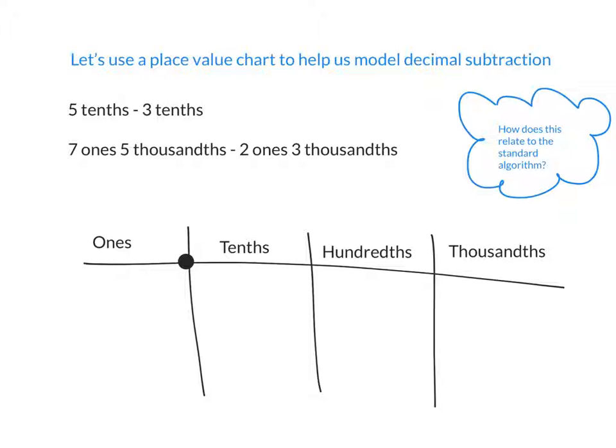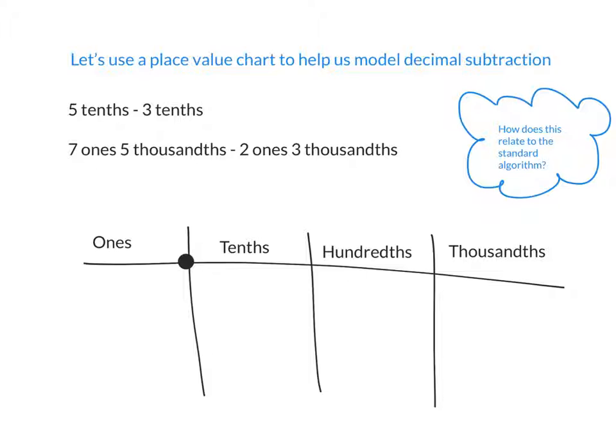So I can use what I know about place value to subtract decimals. Yesterday, we used a place value chart to help us draw little dots and add and combine dots when we added numbers together. Today, we're going to do the same thing. We're going to use a place value chart to help us model, this time, subtraction. Okay, so go ahead and draw yourself a place value chart. Make it nice and big, take up your whole page. Just like yesterday, we're going to need to use it over and over again.